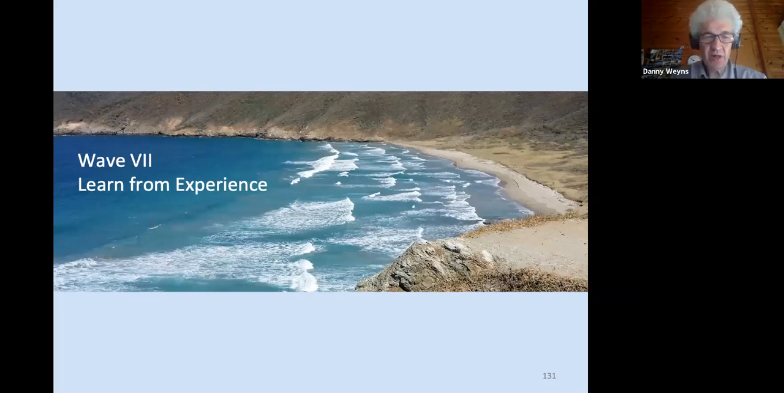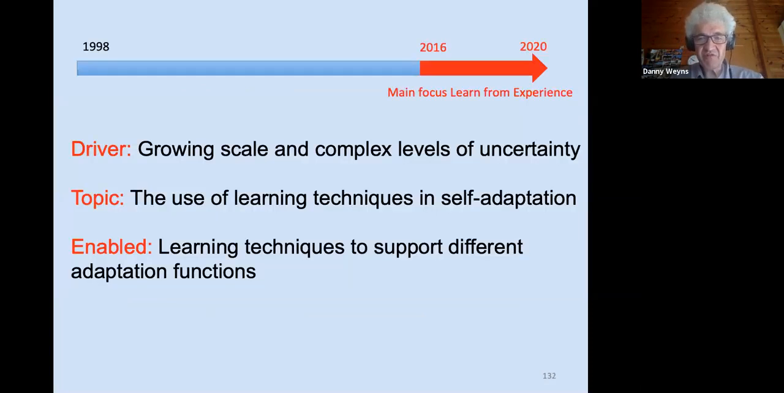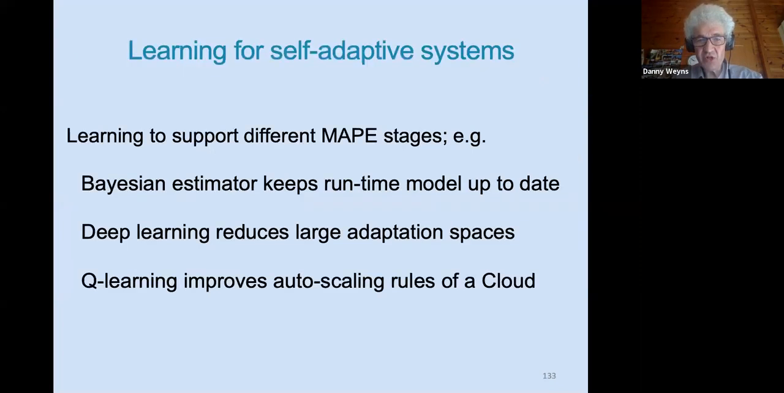Let me now go to the last wave, learning from experience, which is a very recent wave. In fact, there were also some precedents, some early work in this area. One of the works is the work of Sam, who introduced me here today in the talk, who already used learning many years before. But the main focus started in 2016, where you see that the problems people were working on grew in scale, and the levels of complexity increased, and people started to look into learning techniques to solve that. Now, this is a very early stage wave, but we already have nice results.